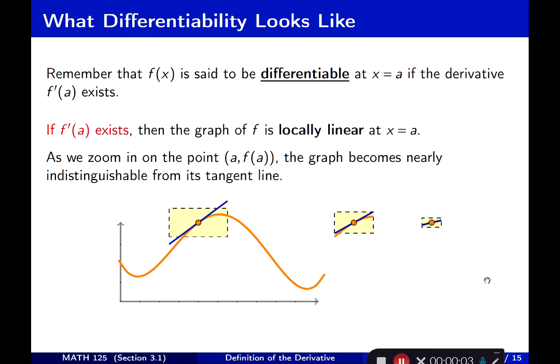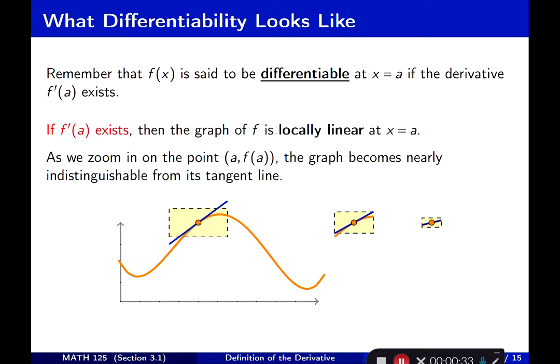We're continuing with section 3.1, what differentiability looks like. And remember that f of x is said to be differentiable at x equal to a if the derivative f prime of a exists. Now, if f prime of a exists, then the graph of f is locally linear at x equal to a. This is basically what we understand from differentiability.